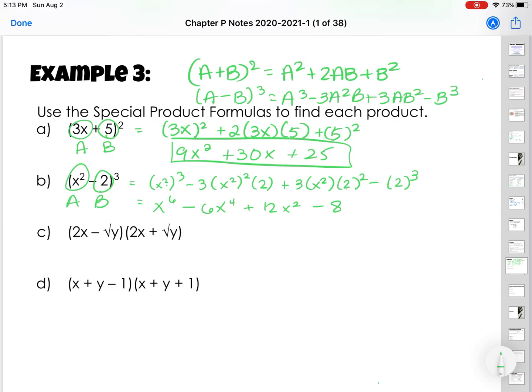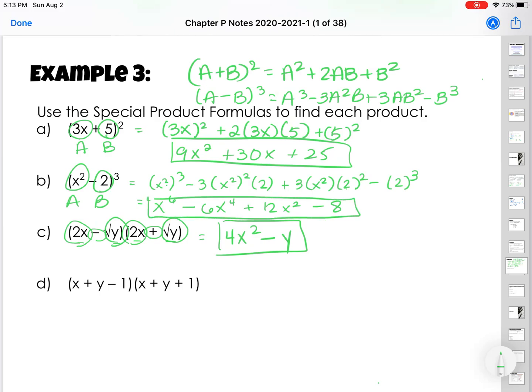Okay. The next one is going to produce a difference of squares. I see it's the same thing written twice, just one has a minus sign, one has a plus sign. So we are going to multiply these two together, and that will give me 4x squared. And we'll multiply these guys together. Root y times root y is just y. And then we put a minus sign in between the two. Okay. Oops, forgot to box that in.